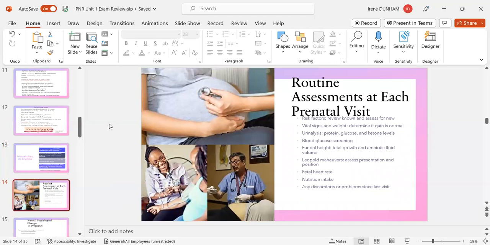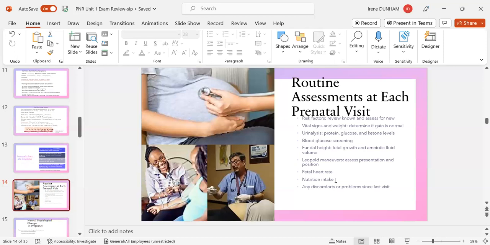So if I was to ask you a question about which of the following are part of a routine assessment made at each prenatal visit. Okay, so that could be like an all that apply. Would it be weight? Would it be group beta strep testing? Would it be a urine dipstick, vital signs, or ultrasound? Now, what was the question? The question was routine assessment at each prenatal visit. So what would you do at each prenatal visit?